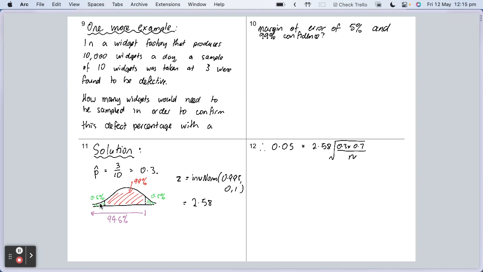So for example, I'm going to flip sides and I'm going to divide both sides by 2.58. I know without using my calculator that 0.3 times 0.7 is 0.21. I hope you know that as well. So on the left-hand side, because I've flipped sides, I'm going to have 0.21 over n and square root it. And on the right-hand side, I'm going to have 0.05 divided by 2.58.